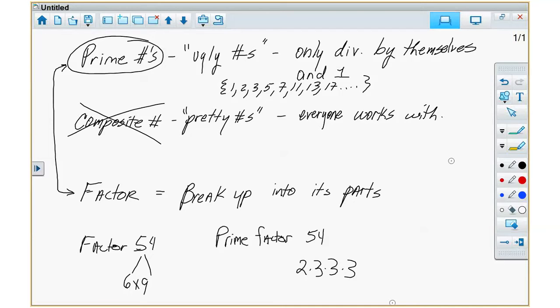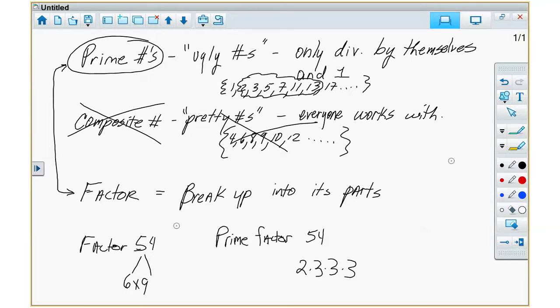12. 12 is divisible by 2, 6, 3, 4, 1, and 12. So some of those numbers don't belong, like 4, 6, 8, 9, 12, or 10, 12, and so on. But again, we're not going to worry about these. We're going to worry about those right there: 2, 3, 5, 7, 11, and sometimes 13.